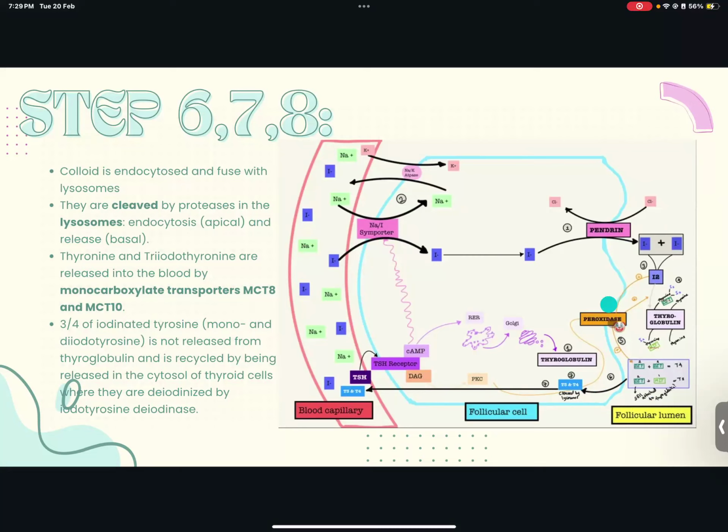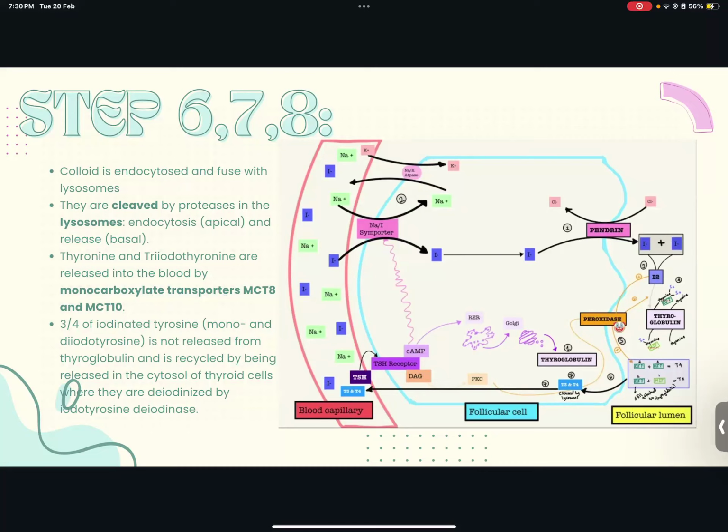And this happens on the apical membrane, and then it is going to move all the way into the blood capillary by a transporter called the MCT8 and the MCT10 transporter, or in other words, the monocarboxylate transporters MCT10 and MCT8.